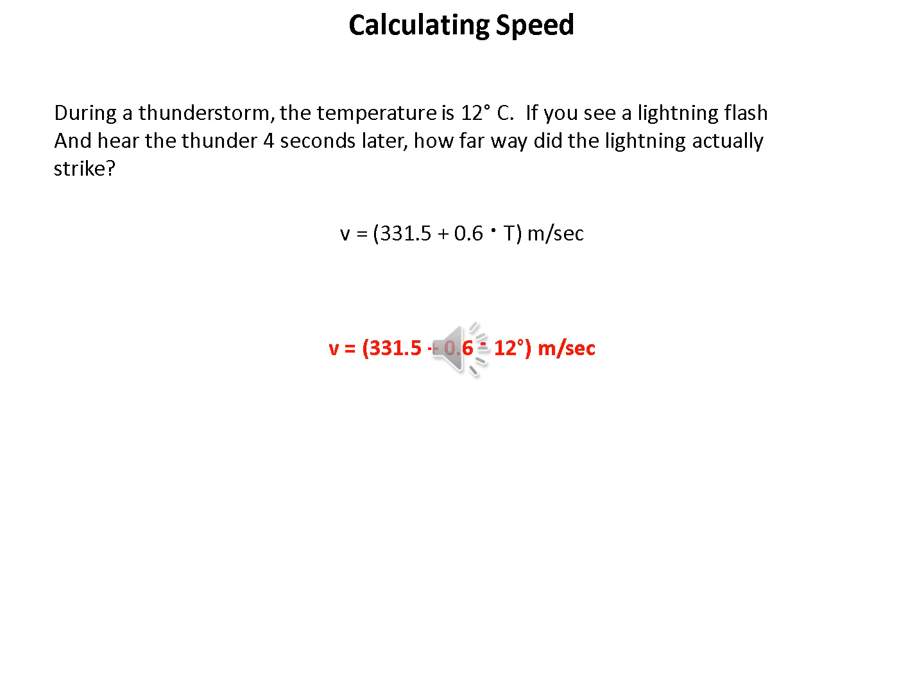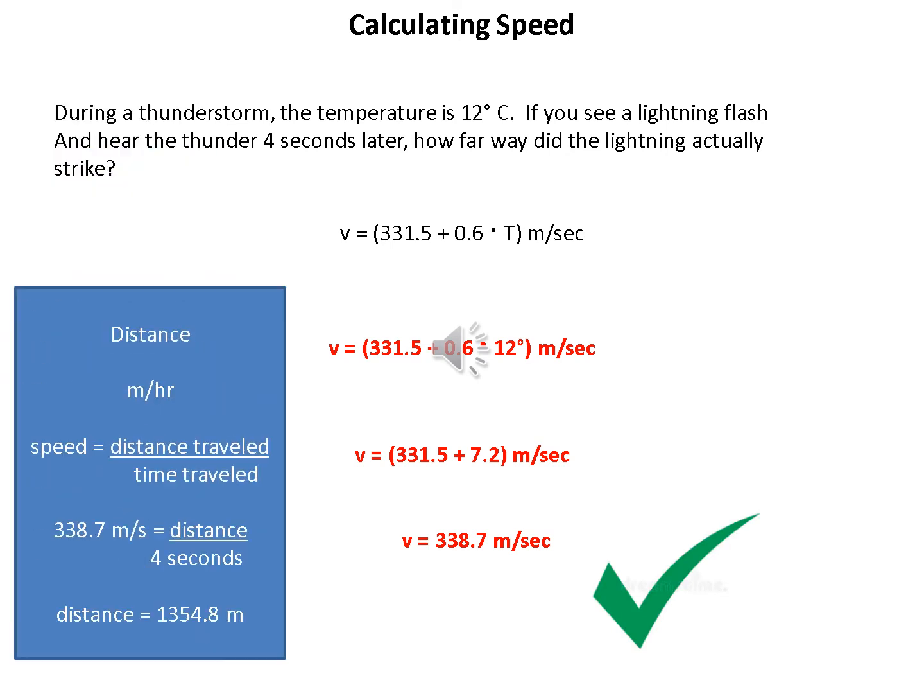So we plug in the information, and then we're going to multiply first because of order of operations. 0.6 times 12 degrees equals 7.2, and then we're going to come back and add that to 331.5, and the final answer is 338.7 meters per second. Remember that in this kind of problem, however, what they really want is the distance. You hear the thunder 4 seconds later. How far away did the lightning actually strike? And so this is one of those two-part problems.